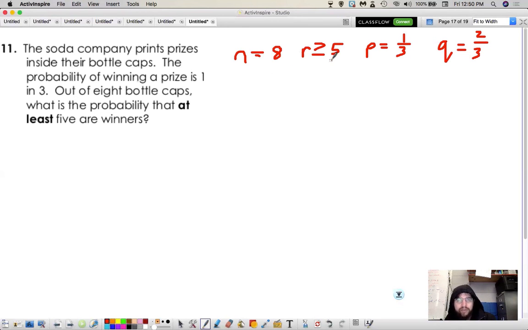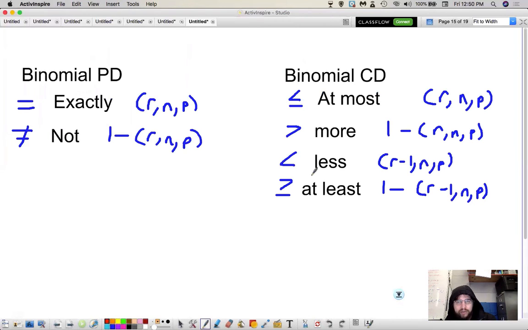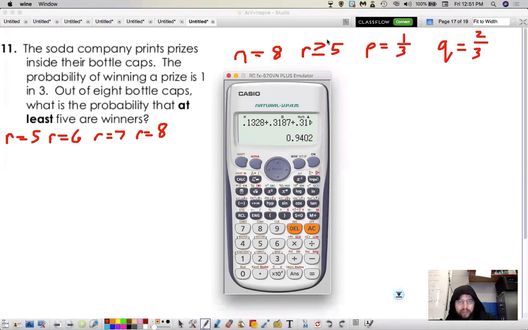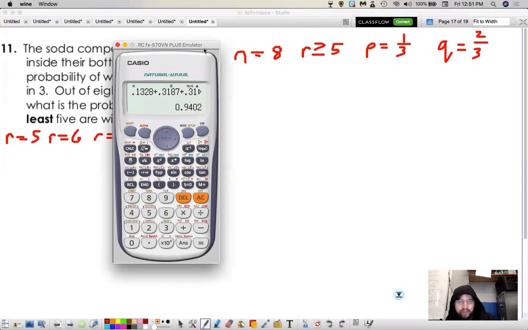So what does greater than or equal to 5 mean? That means R equals 5, 6, 7, or 8. By hand, you'd have to calculate all those probabilities and add them up, and that's not what we want to do. So instead, greater than or equal to is 1 minus, and you do R minus 1. Greater than or equal to, 1 minus and R minus 1. Eventually you'll probably just remember, but if not, write the chart down and look at it. Make sure you can write it down for the test though.